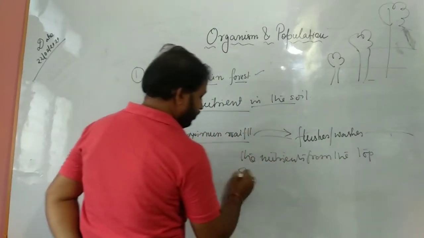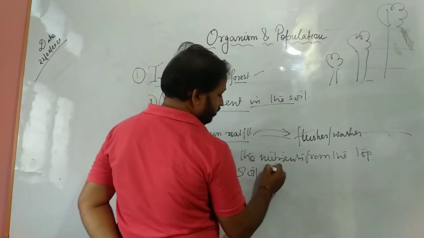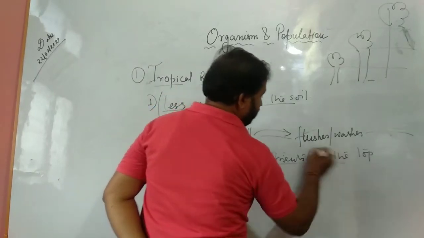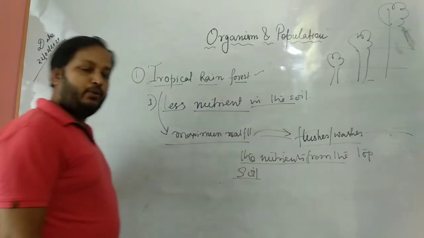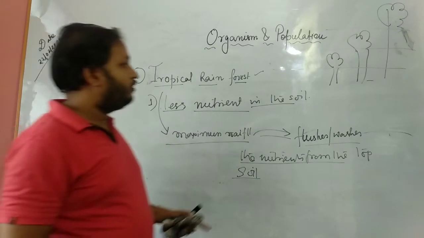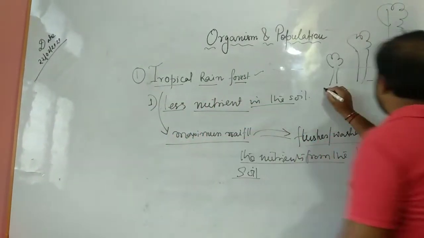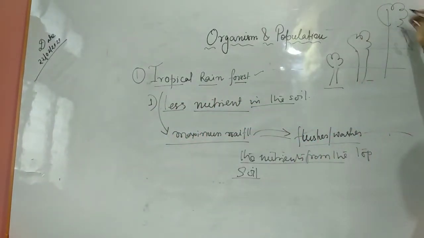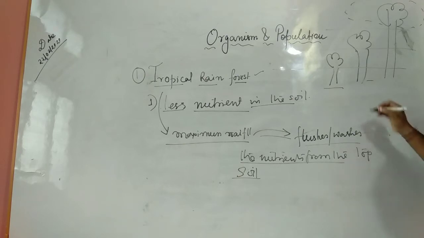Rainwater flushes the nutrients from the topsoil. As a result, the soil is nutrient poor. One more thing I like to tell you, that there is always a competition among these ranges of plants. The tall plants actually make an umbrella, and there is always a fight between these plants for the sunlight.